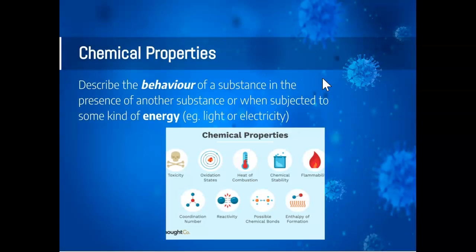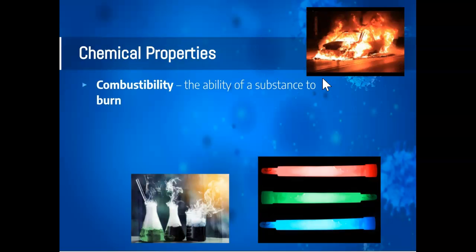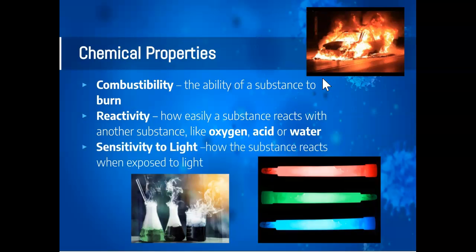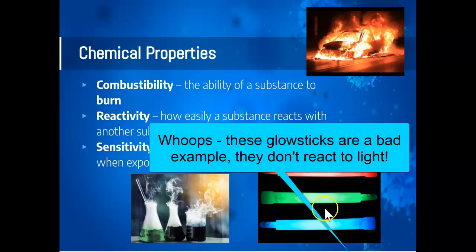Now, chemical properties are a little less familiar to you, but some of them you will be quite familiar with. For chemical properties, we are describing the behavior of a substance when it's in the presence of something else or when subjected to some kind of energy. In other words, we're talking about how does it react if we put it into a situation. Now, there are a number of different situations that we can put a substance into to see how it reacts. For example, we can try to burn it. Is it combustible? We can see, does it react if we put it in oxygen? Or does it react when we put it in acid? Or does it react when we put it in water? All right, so that's technically called reactivity. Is it sensitive to light? If it is exposed to light, is there some sort of reaction? All right, there are substances that will glow when you actually expose it to light.